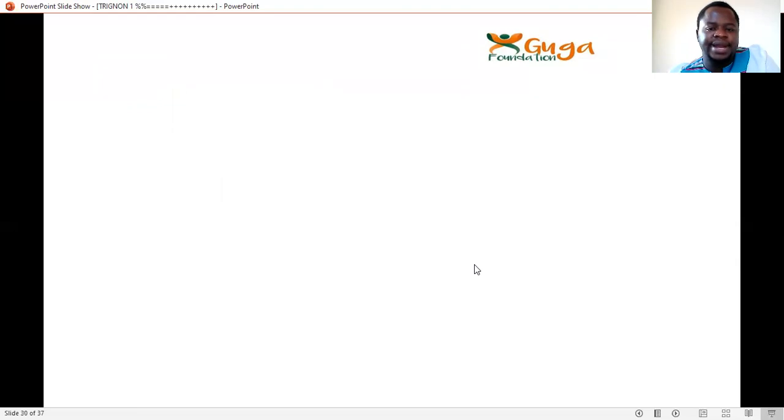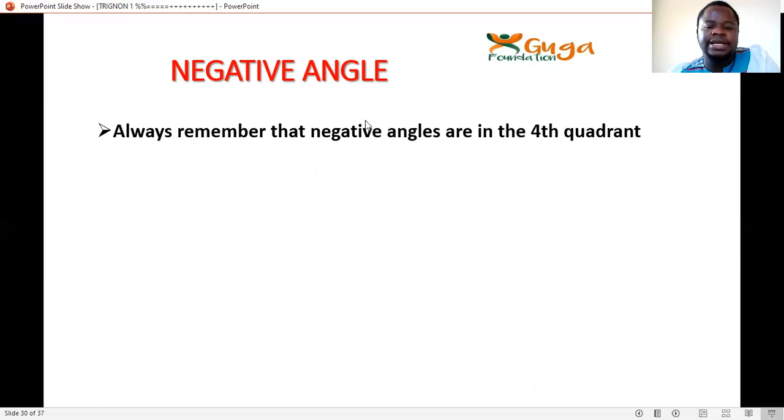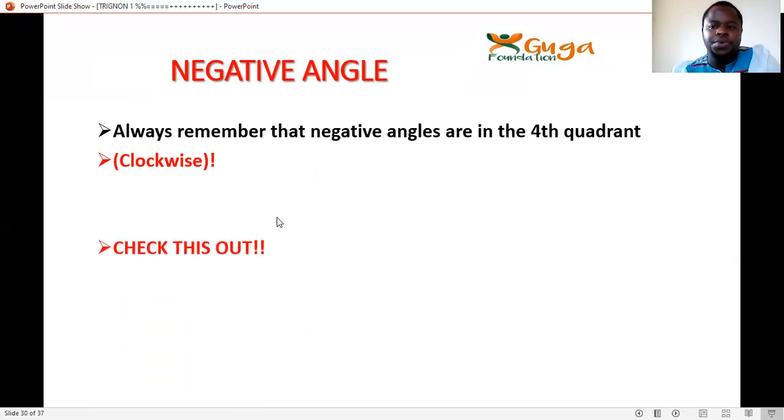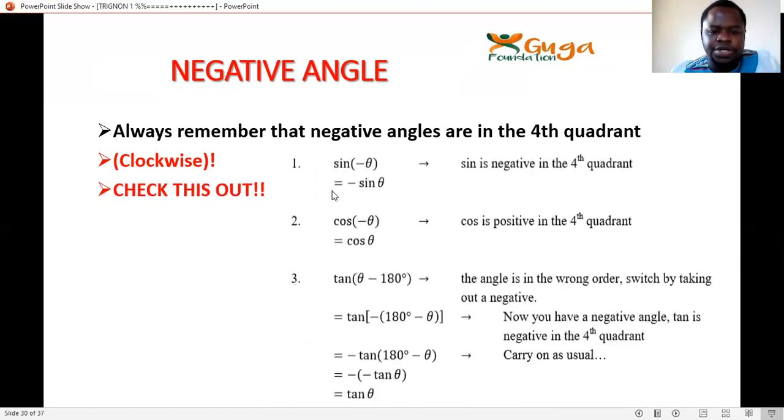So now let's look at the negative angles. Always remember that negative angles are in the fourth quadrant. In other words, you move clockwise. Okay, now check this out. Suppose you're given sin of negative theta, it will be negative sin theta, because in the fourth quadrant sin is negative, so you write negative sin theta. For cos of negative theta, it will be positive cos theta, because cos is positive.